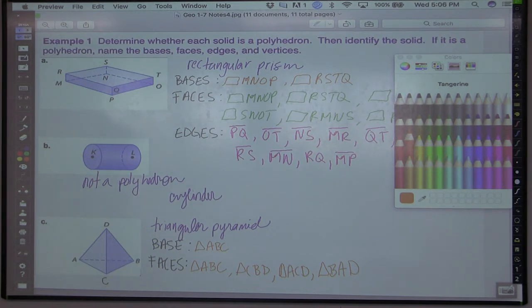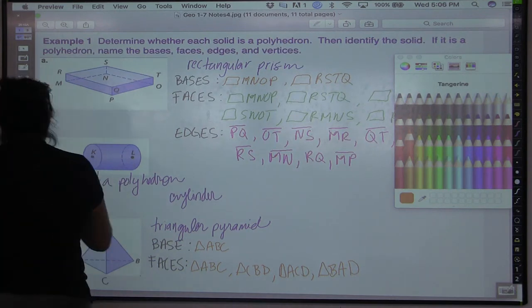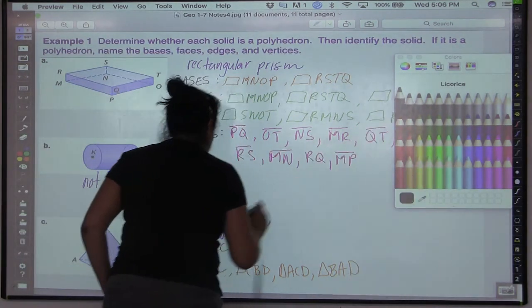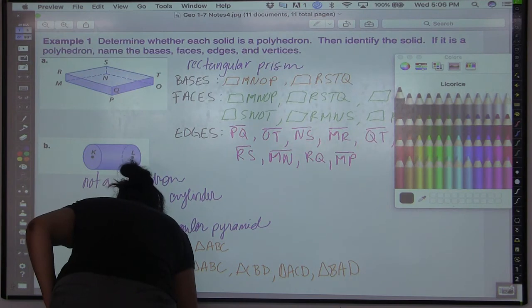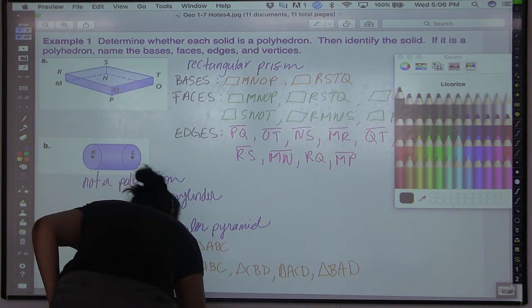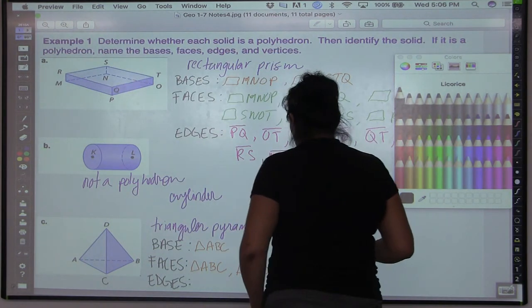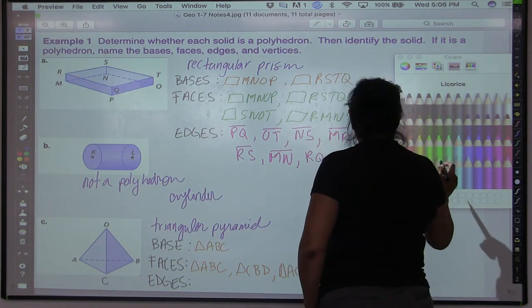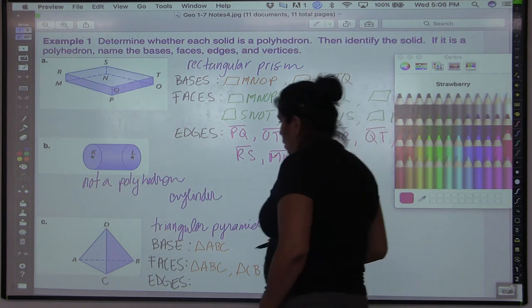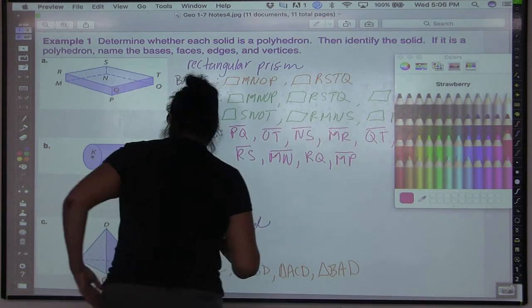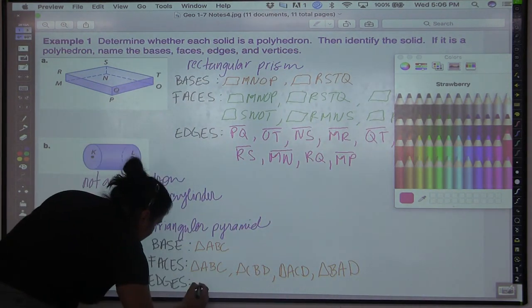So now we want to do the edges. I don't know if I'm going to have space for that little guy. And I just realized I forgot something. I'm going to have to go back and fix it. But edges here are going to be BC. I'm going to start with the base first.